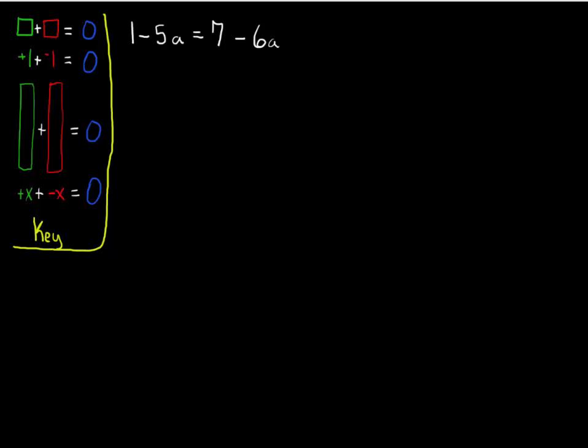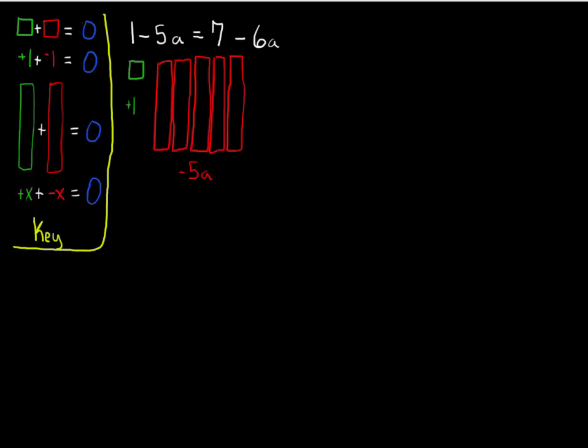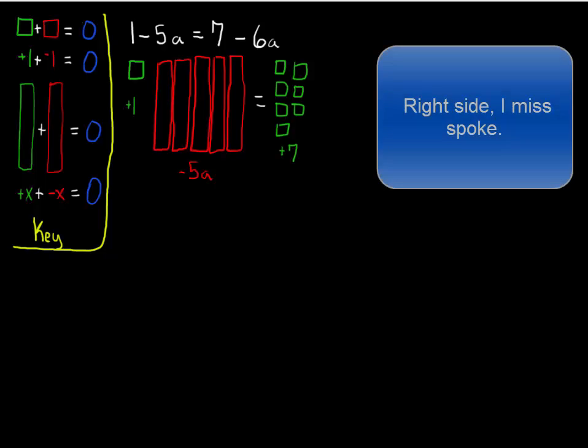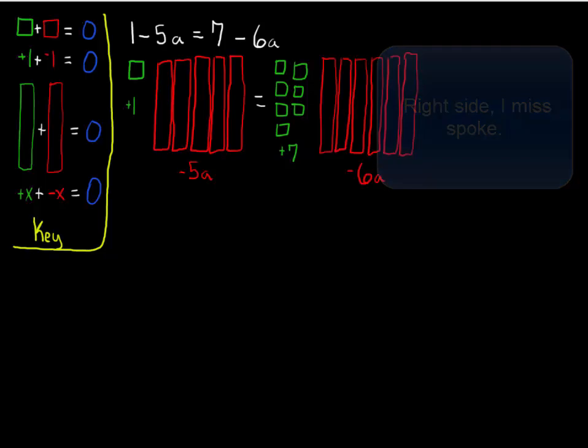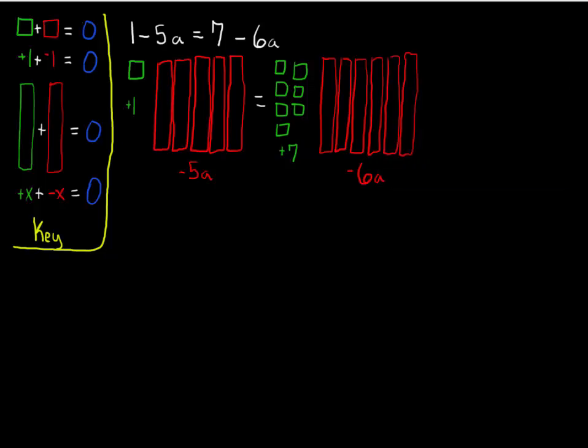When I write this equation as a model, I have a positive 1 and negative 5 unknowns I'm calling A on the left side of the equation. On the right side of the equation, I've got positive 7 units and negative 6 unknowns that I'm calling A. In order to solve the problem, I want all of my bars, or unknowns, on one side of the equal sign, and all of the units on the other side of the equal sign.